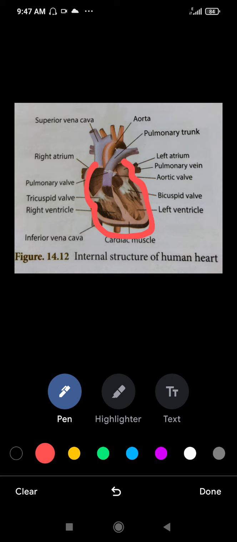Then where is it located? The heart is located in the chest cavity, in the thoracic cavity, inside the ribs. It is a muscular pumping organ, made up of a special type of muscle known as cardiac muscle.